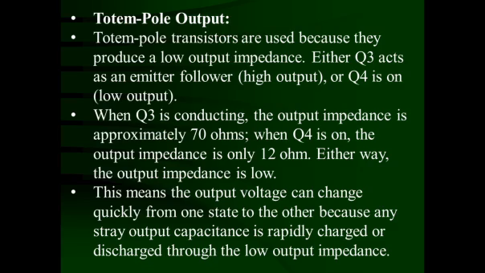What is the advantage of this? The voltage across the output capacitance, which is your gate output, is going to be switching very fast from low to high or from high to low. That is, the output is going to be switching very fast, or the propagation delay time is going to be very less. This is the main advantage of the totem pole arrangement.